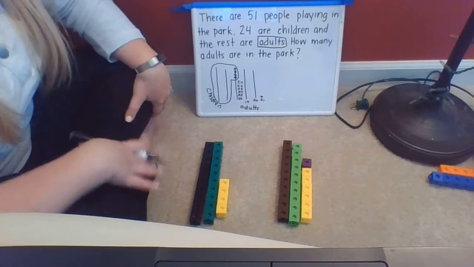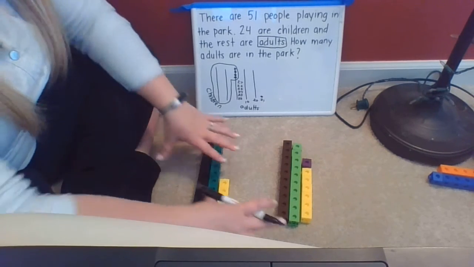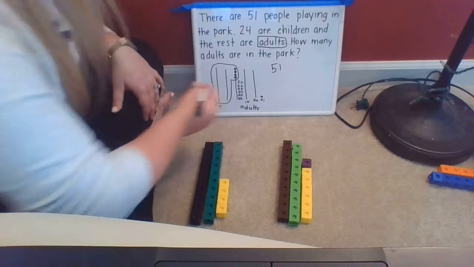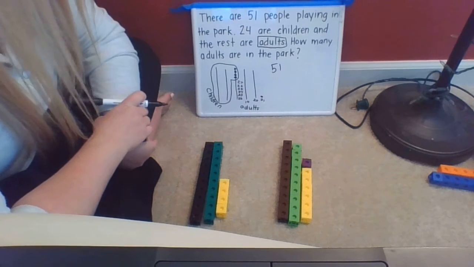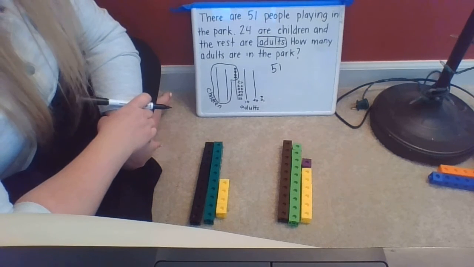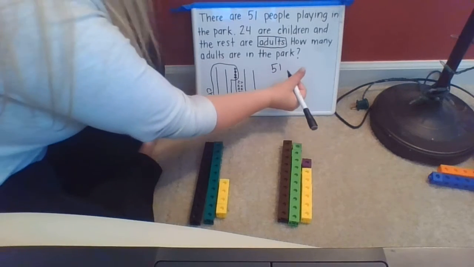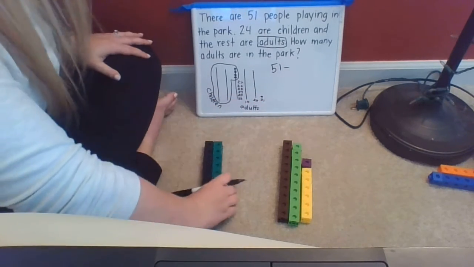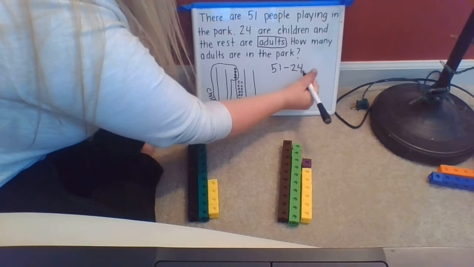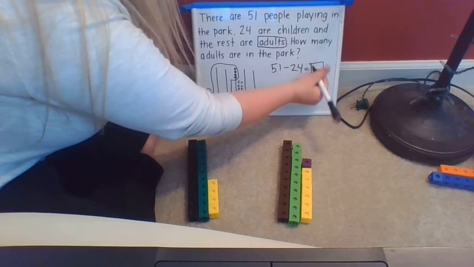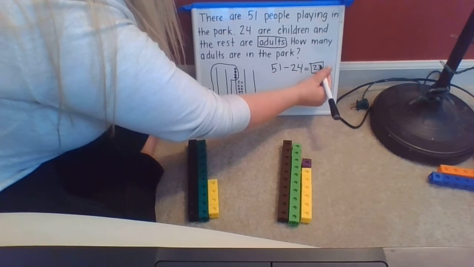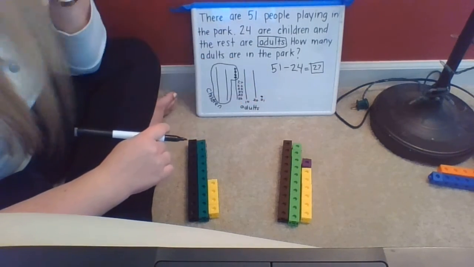What did we start with when we solved our problem? That's right, we started with 51. Then we separated. What can I write for separate? What kind of math sign? Yeah, subtraction works for separate. Even though we sometimes say take away, separate works too. We separated 24 children to find the adults. How many adults were there? That's right, 27.